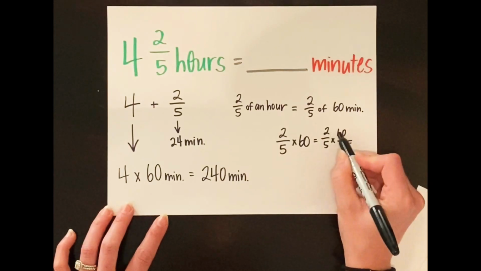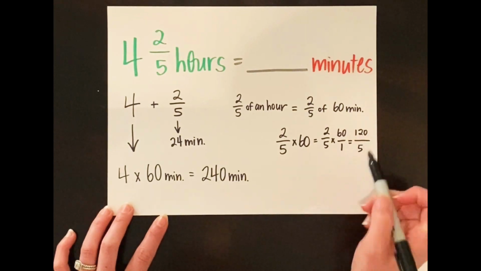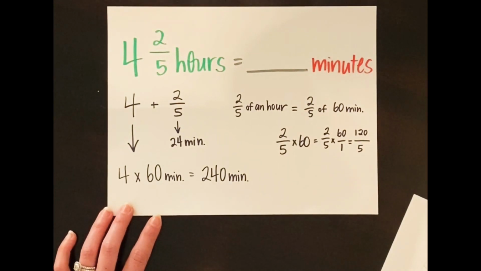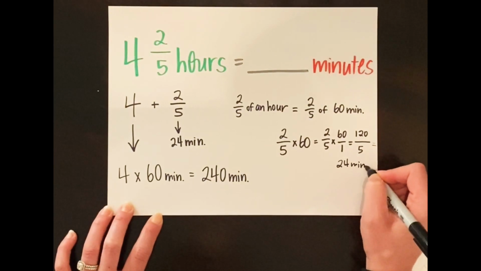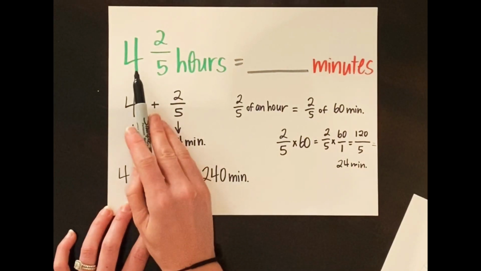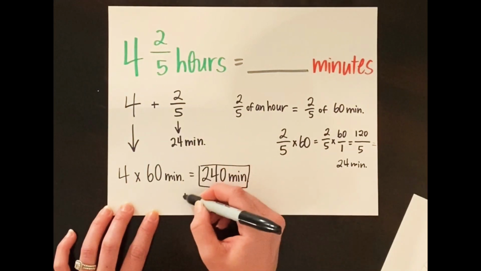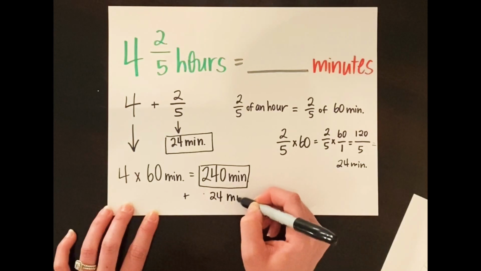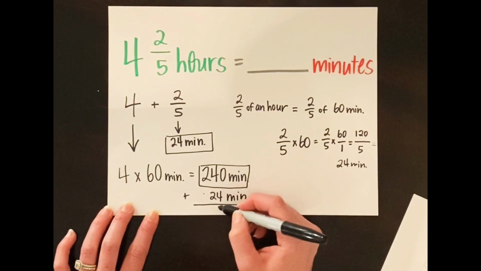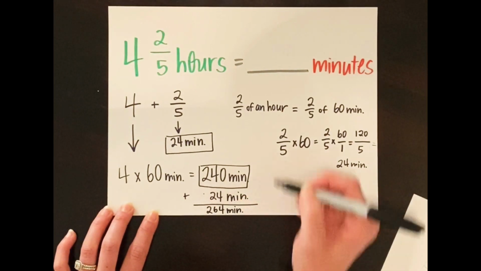Then I'm just going to multiply my numerators together, and I'm going to multiply my denominators together. So 120 divided by 5, if you did long division, you would find that that is 24 minutes. So now I've got 4 2/5 of an hour. Well, I've got 240 minutes plus my 2/5 of an hour was 24 minutes. So my total is 264 minutes.